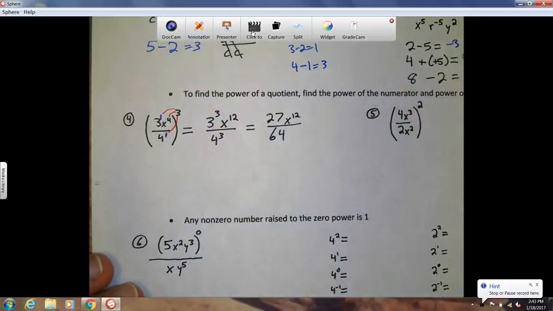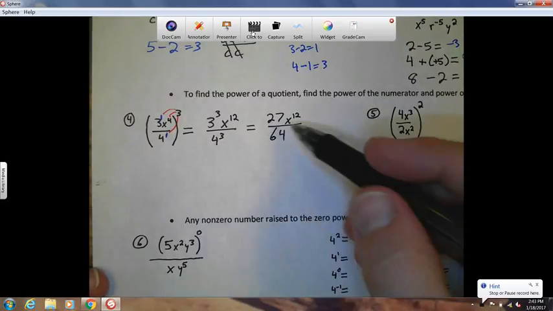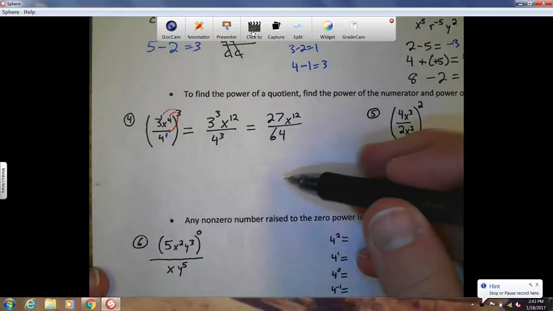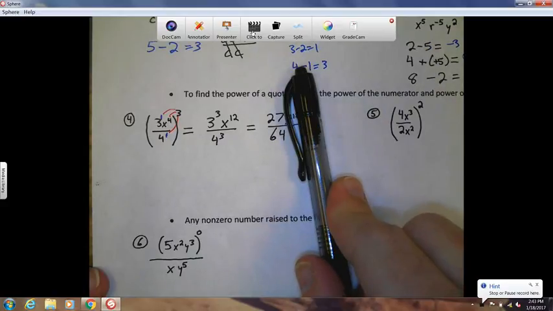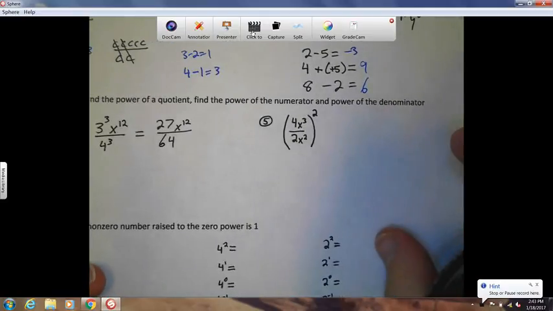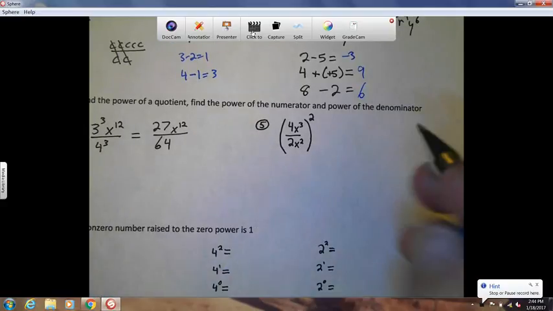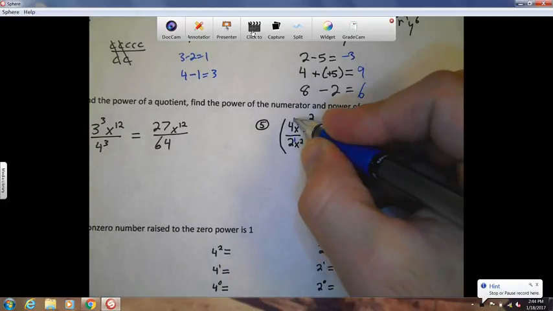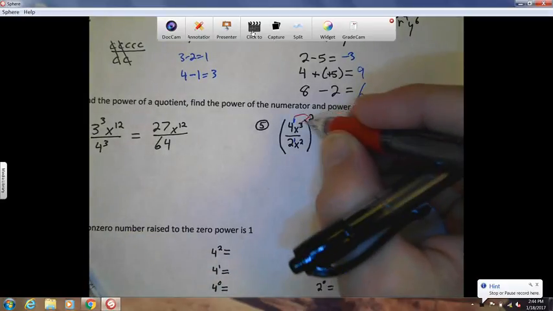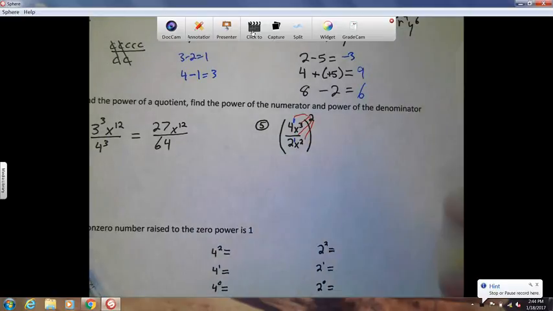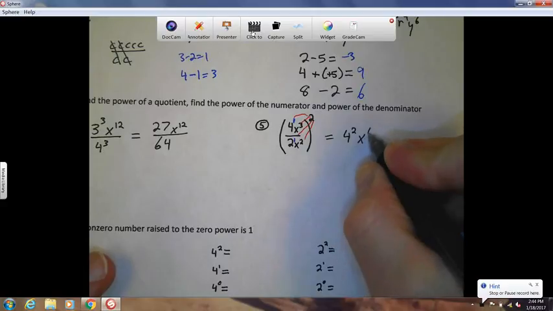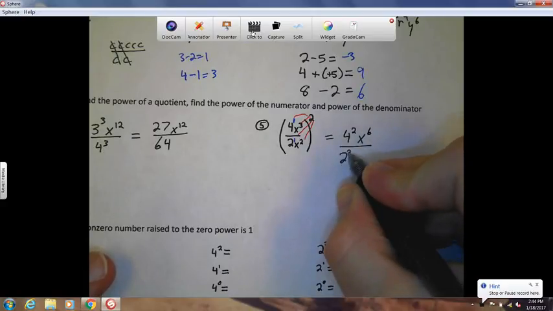Be very careful. Do not subtract the coefficients. This is a division problem. If you can simplify it, do that. Let's look at number 5. Make sure everything has an exponent. I'm going to multiply every power. 4 to the second, X to the sixth, 2 to the second, X to the fourth.